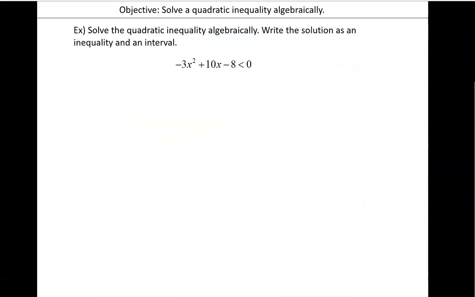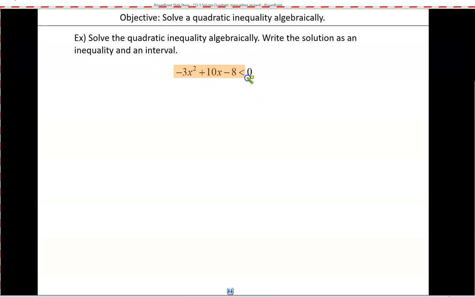Let's look at this one. So here is our quadratic inequality. All right, so we're going to start the same way. Very first thing we're going to do is find our roots or zeros. And so we take our quadratic, -3x squared plus 10x minus 8, and we set it equal to 0. And we're going to start our factoring.